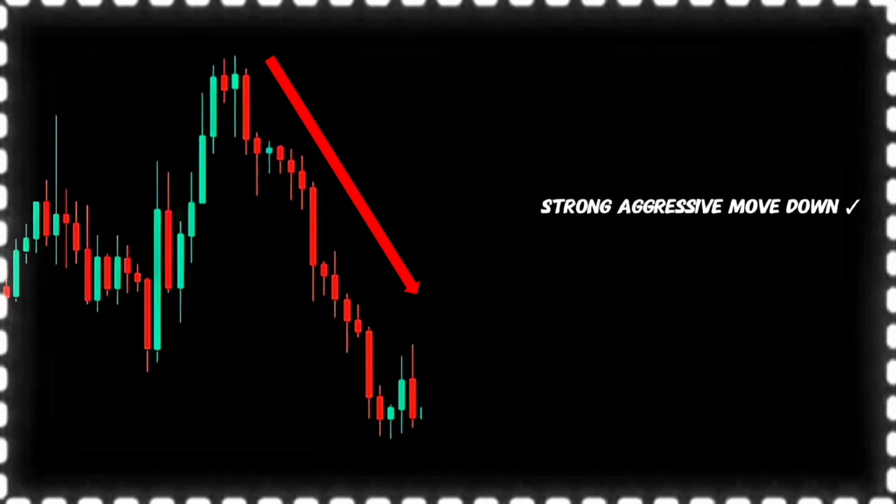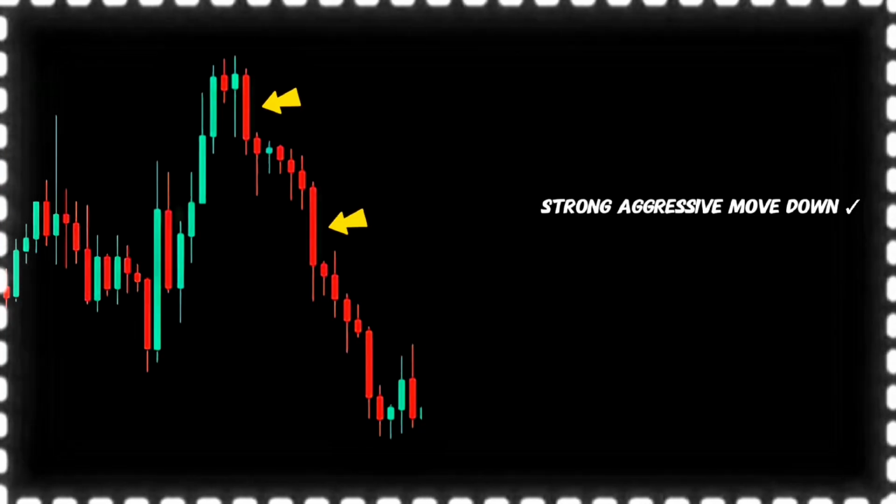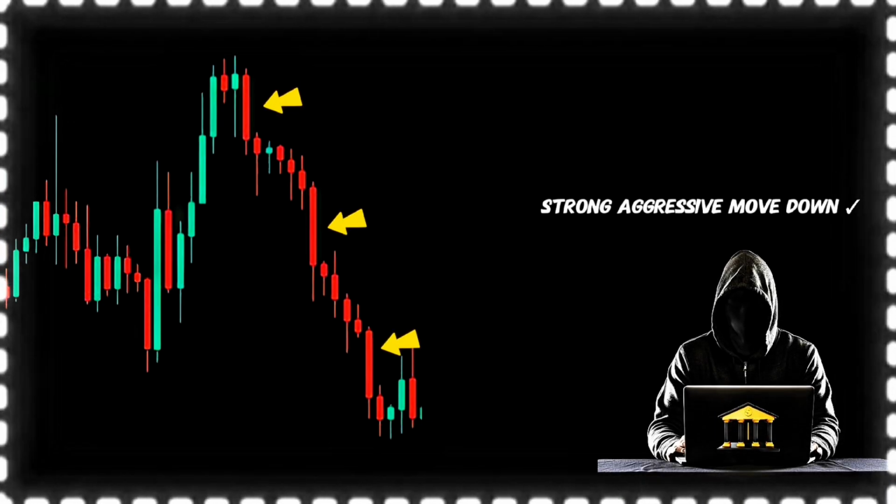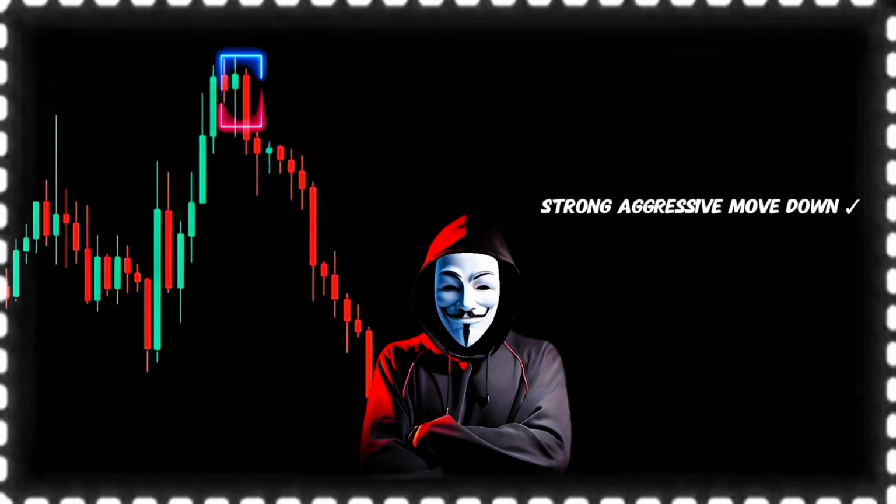So here's the first thing you look for: a strong, aggressive move down, not a slow retracement. When the market falls with big candles, back to back, that move tells you institutions placed heavy sell orders. Now go one candle back. The last bullish candle right before that aggressive drop. That is the origin of supply. That candle is not random. That candle is where smart money filled their sell orders. And that is the candle we use to mark the zone.